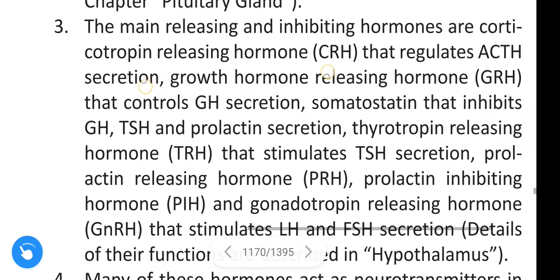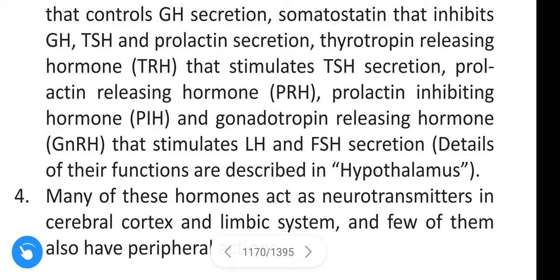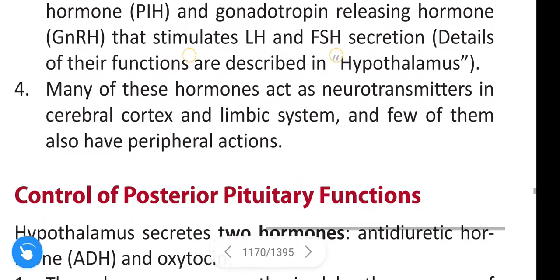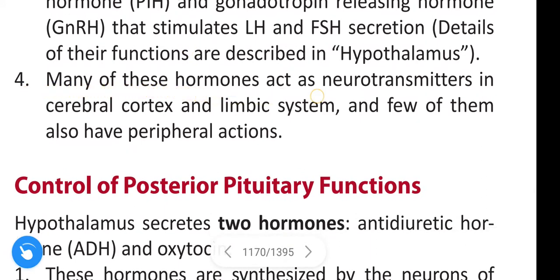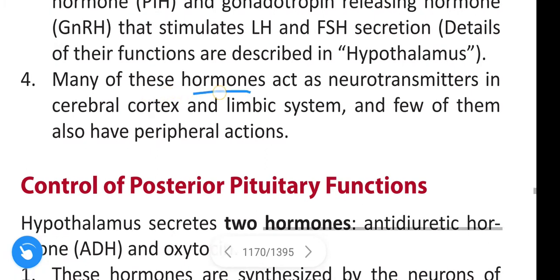Prolactin releasing hormone and prolactin inhibiting hormone, and gonadotropin releasing hormone that stimulates luteinizing hormone and follicular stimulating hormone secretion. Okay, many of these hormones act as neurotransmitters in cerebral cortex and limbic system, and few of them also have peripheral actions.